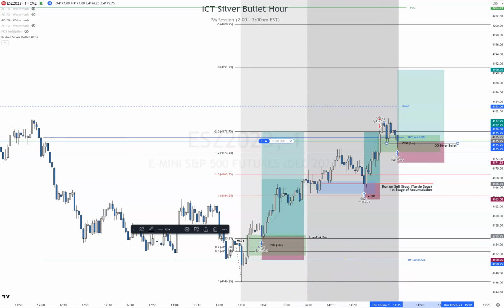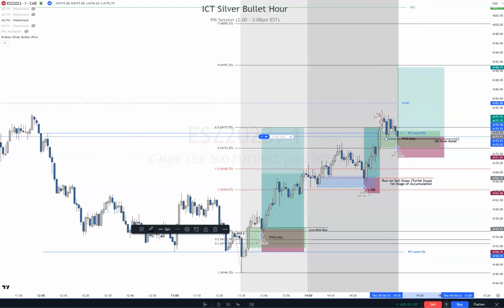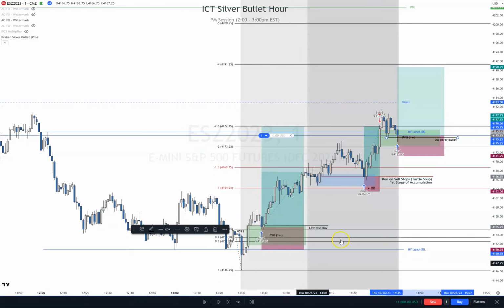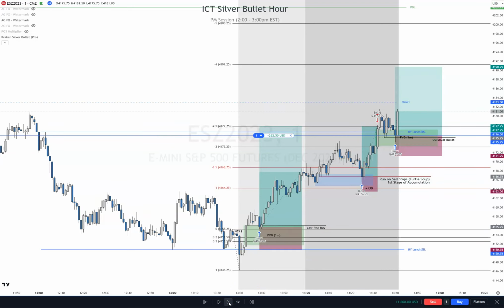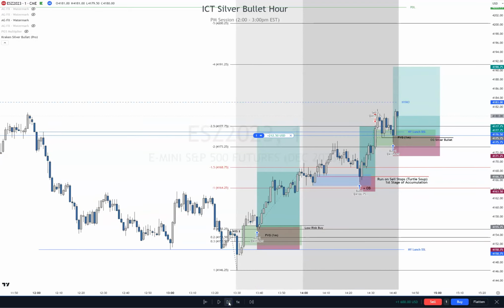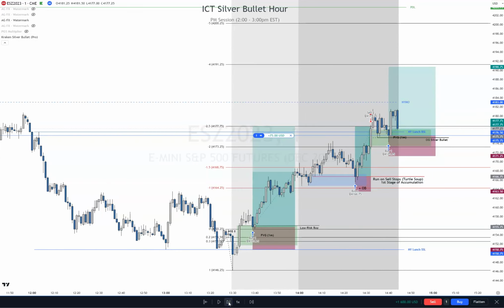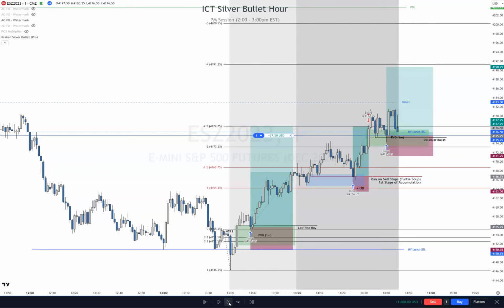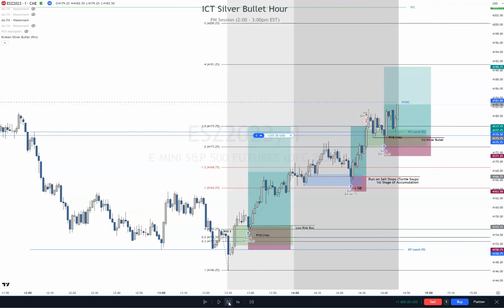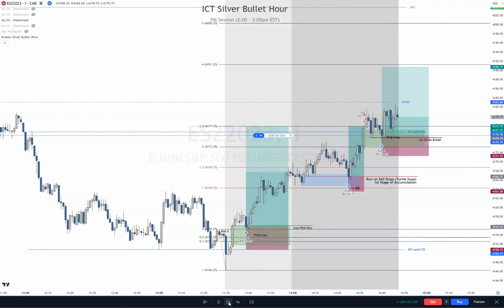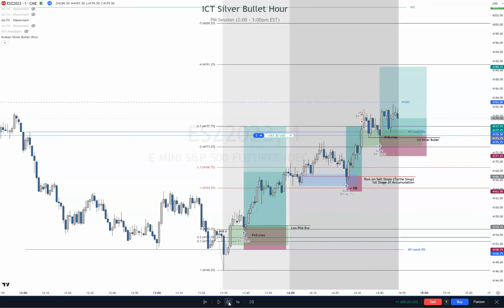Here, let me move this up so you can actually see that. Sorry about that. Didn't know it wasn't in the view of the camera. So there's your OG silver bullet. Let's see how we go here. Okay, now it's just going to take off. Hopefully. Spoke too soon. Try that New York Midnight Open.